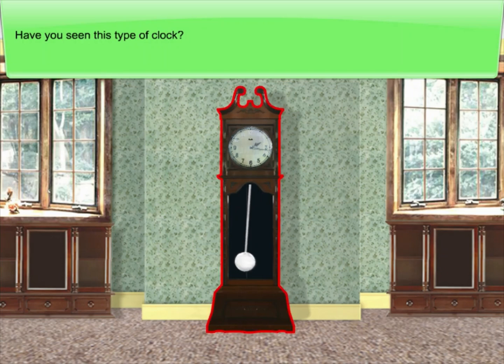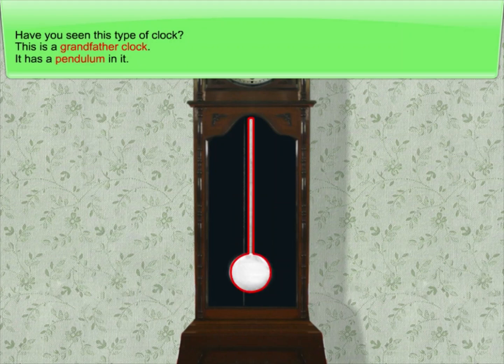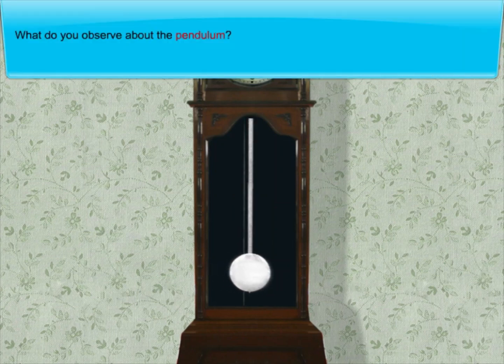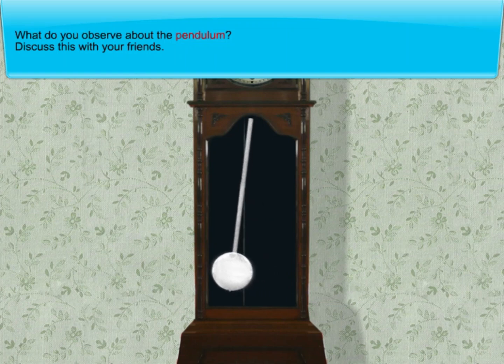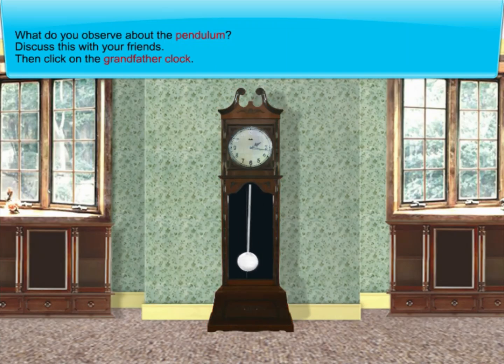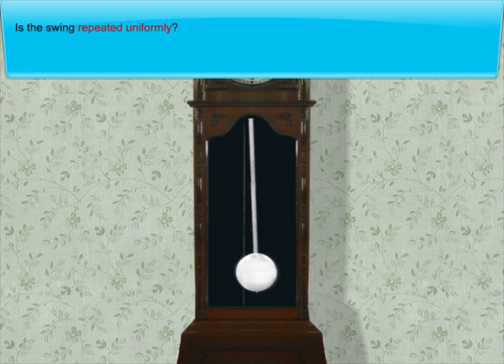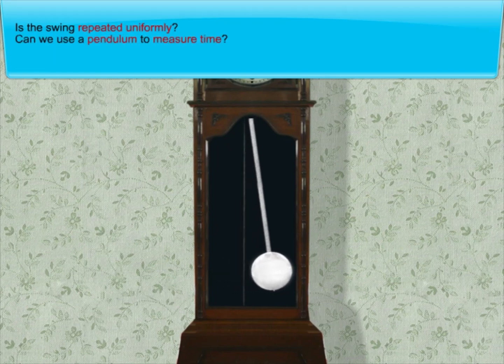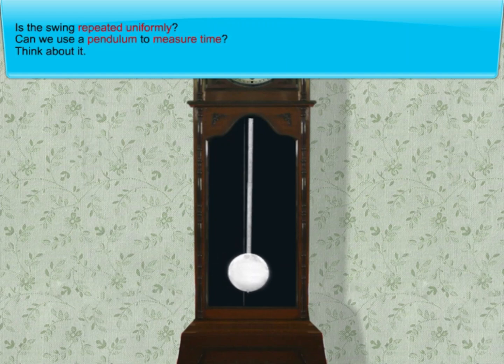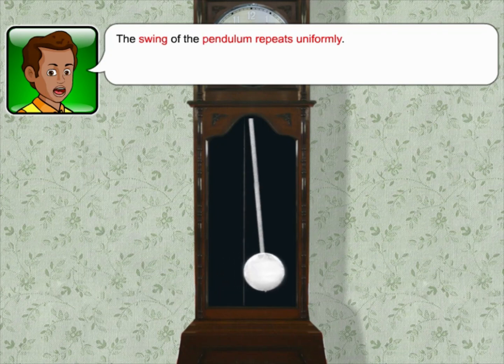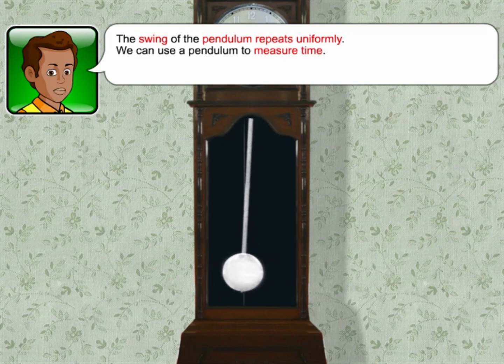Have you seen this type of clock? This is a grandfather clock. It has a pendulum in it. What do you observe about the pendulum? Discuss this with your friends. The pendulum swings from one side to the other. Is the swing repeated uniformly? Can we use a pendulum to measure time? Think about it. Click Check Answer to find out. The swing of the pendulum repeats uniformly. We can use a pendulum to measure time.